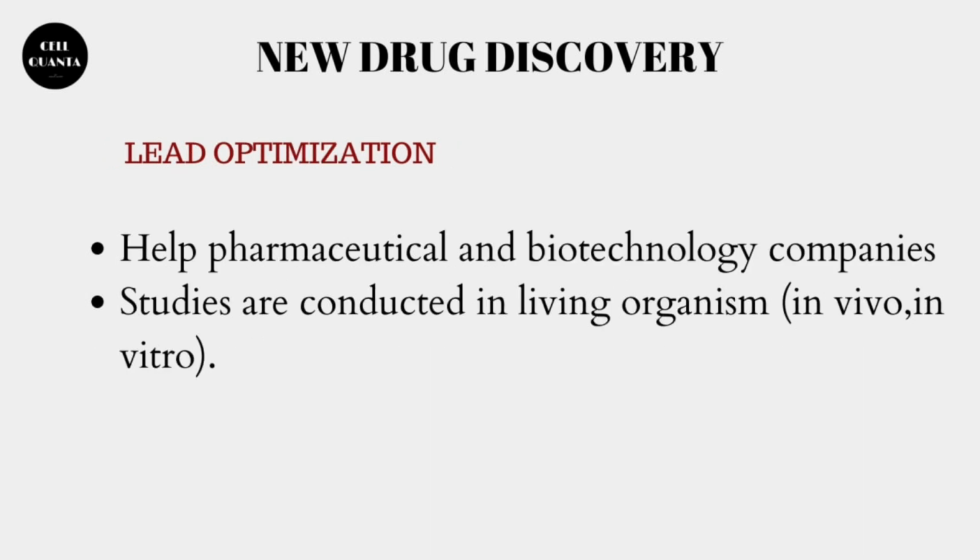The next step is lead optimization. It compares properties of various lead compounds and provides information to help pharmaceutical and biotechnology companies select the compound with the greatest potential to be developed into a safe and effective medicine. The studies are conducted in living organisms, in vivo, and in cells in a test tube, in vitro, to compare various lead compounds, their metabolism, etc.